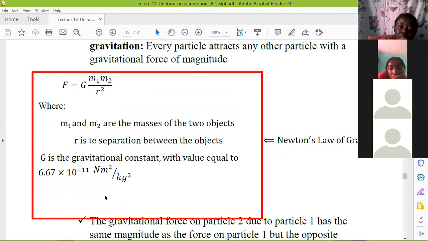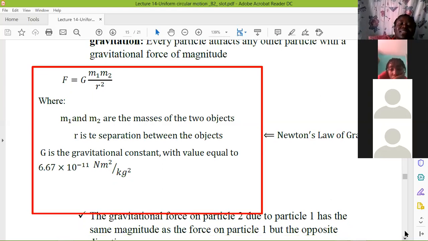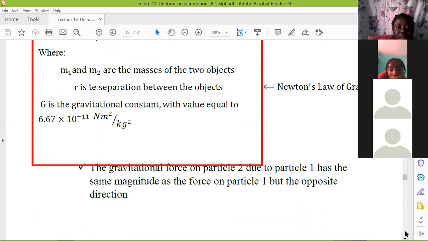Where that G, as I've said, is the gravitational constant, and it has a value that we cannot change, it is already given. It equals 6.67 times 10 to the power of minus 11 Newton meter squared per kilogram squared. The masses, mass 1 and mass 2, are the masses of the objects, and R is the distance between the two objects.